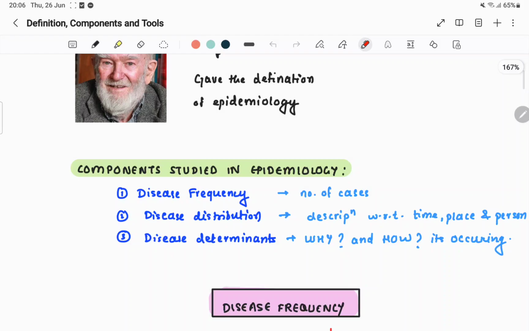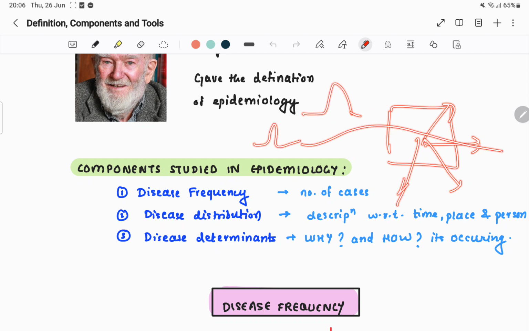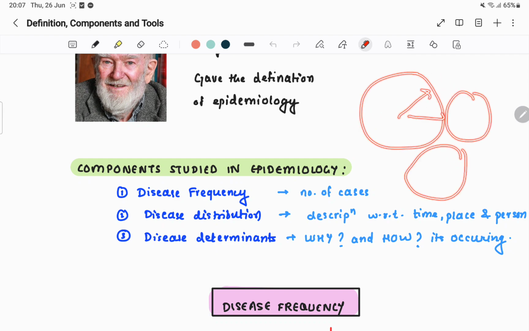What are the components studied in epidemiology? We have three components basically. Frequency: the number of cases of a disease. Distribution: the description of the disease with respect to time, place, or person. A disease is spreading how much, in what time range? Is it fast progressing or chronic and slow progressing? Which areas are affected, say in Odisha or Chhattisgarh?